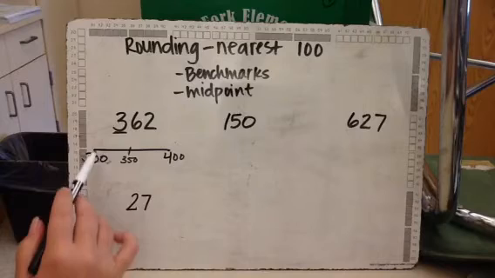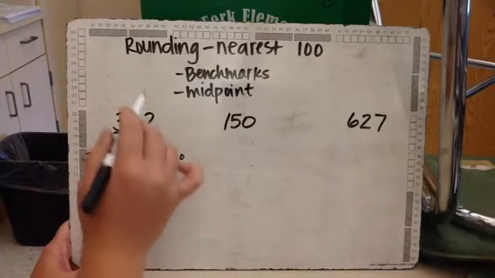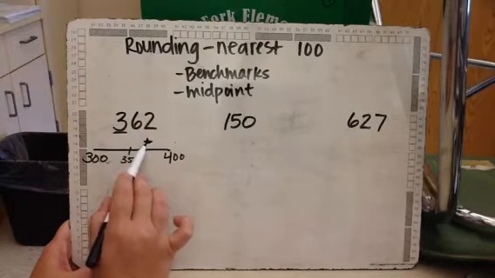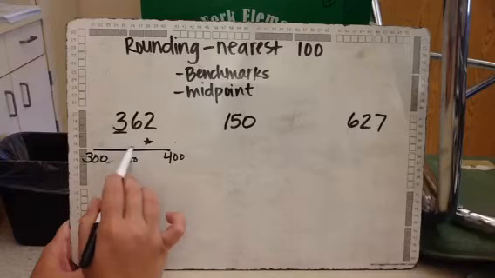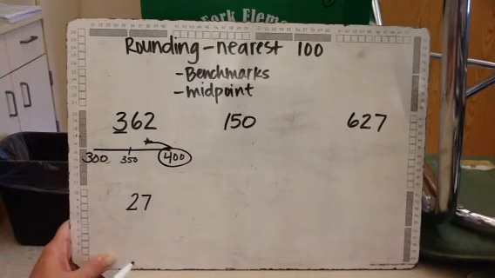So now that I have my benchmarks and my midpoint, I'm going to put my number on the number line. You can put a star, you can write your number. Now I need to think, my number's right here and it's after the midpoint. Midpoint, and my number's after it. So it's going to round up to the next benchmark.